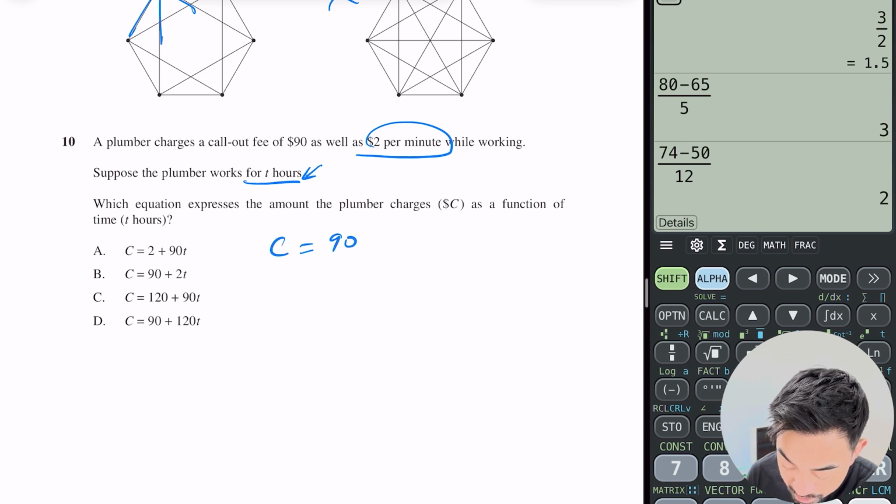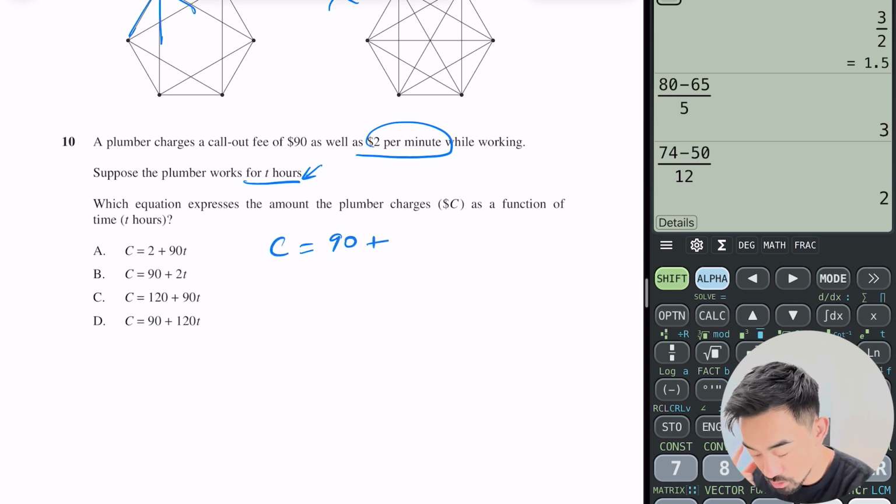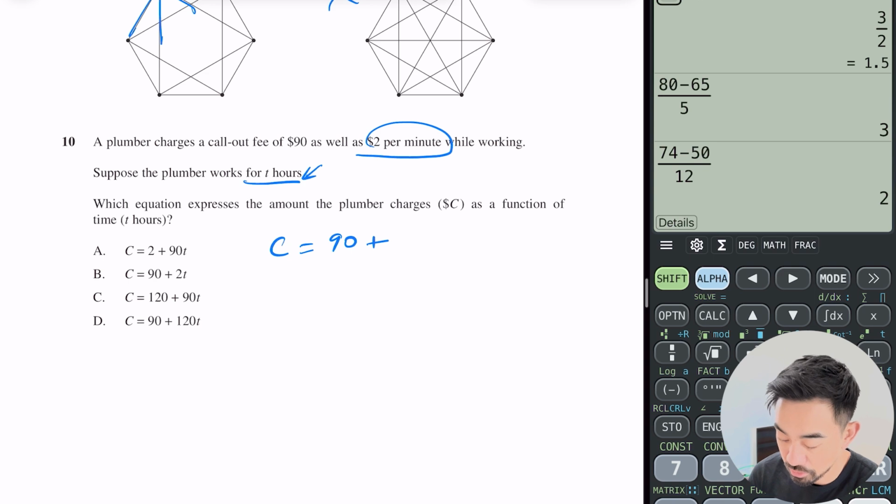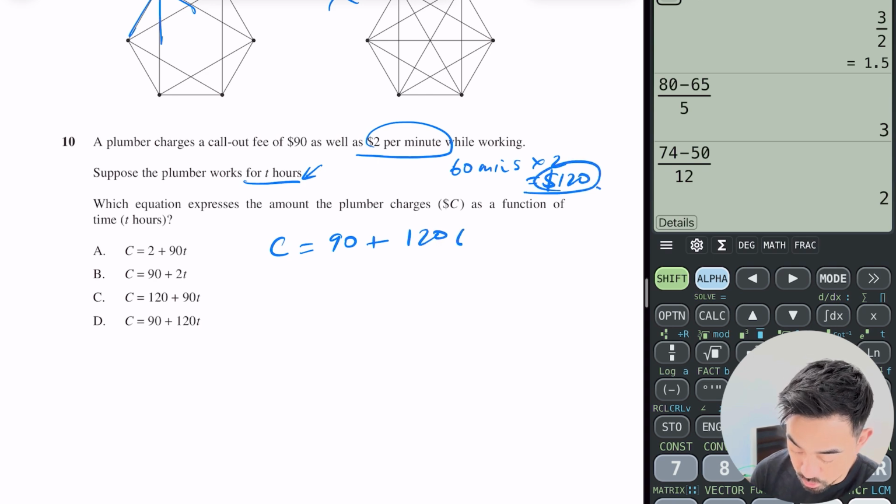Now, the call-out fee is $90 plus $2 per minute. So what's $2 per minute as an hourly rate? Well, there are 60 minutes in an hour, and if it's $2 per minute, that's going to be $120 per hour. So 120 T. So that looks like D.